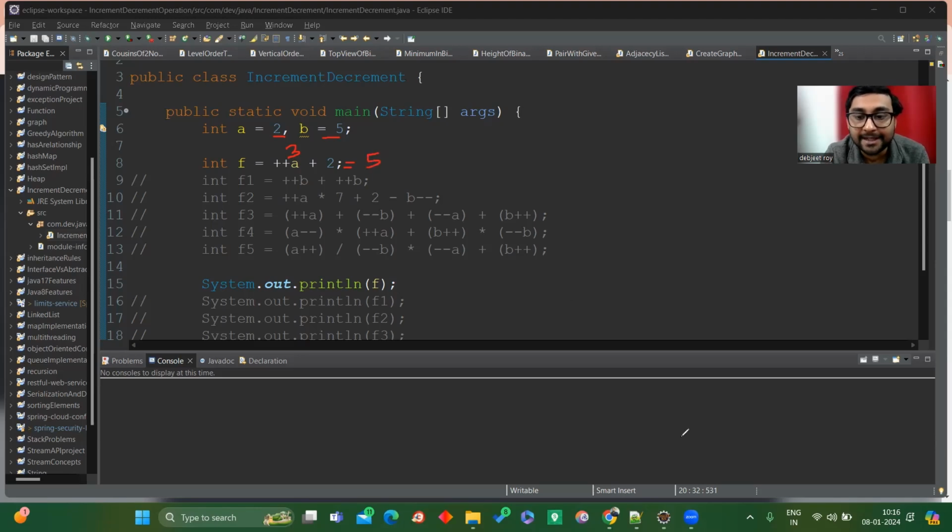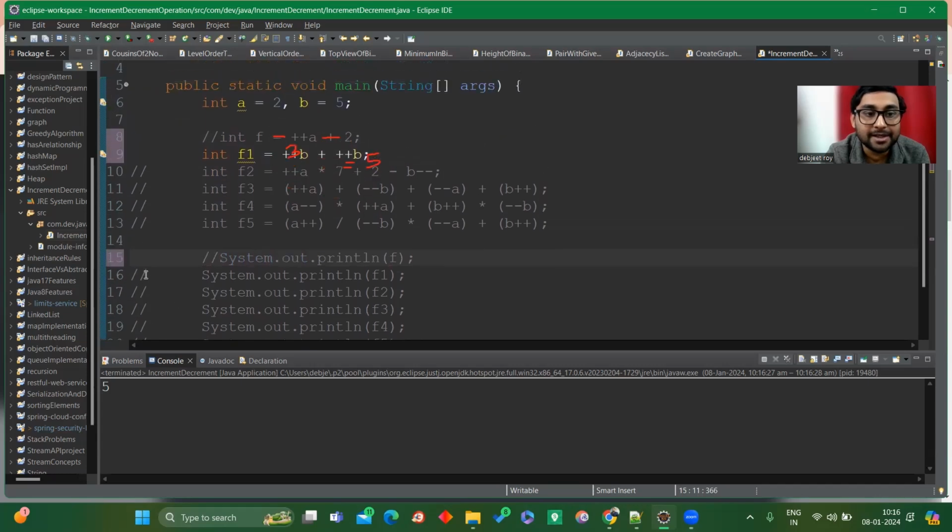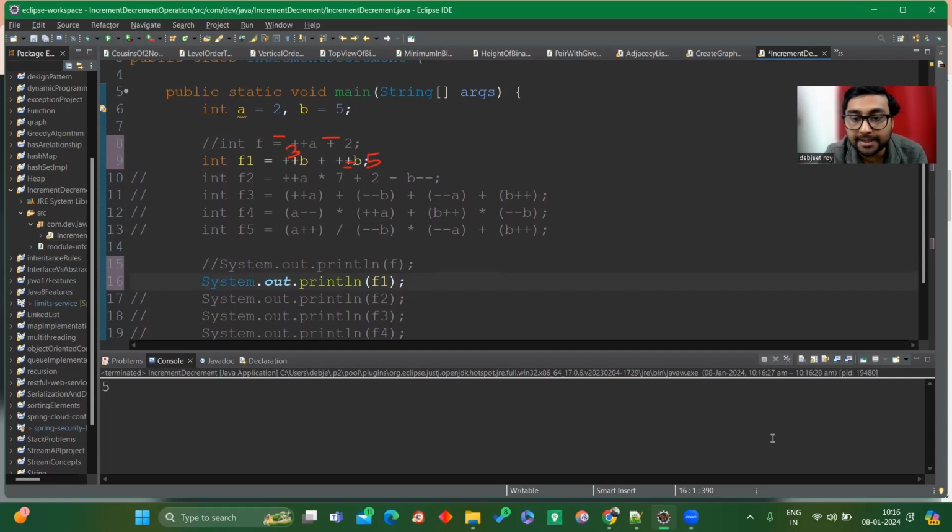Okay. So let's validate whether the value is 5 or not. If I run the code, you can see the value is coming as 5. It means what we are thinking, the computer is also thinking the same way. Now I will comment this one out. Okay. Now I will uncomment this part, because A and B will keep on changing. So I need to comment and uncomment to show you how it is working.